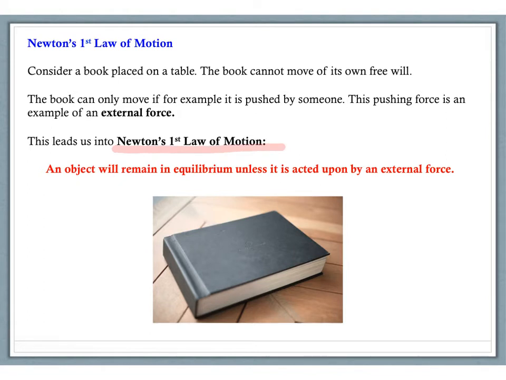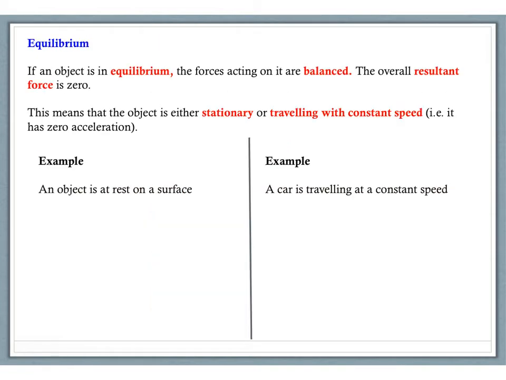An object will remain in equilibrium unless it is acted upon by an external force. And we're going to discuss what that word equilibrium means. If an object is in equilibrium, the forces acting on it are balanced, and the overall resultant force, which is what we mean by the overall combination of the forces acting, has zero effect.